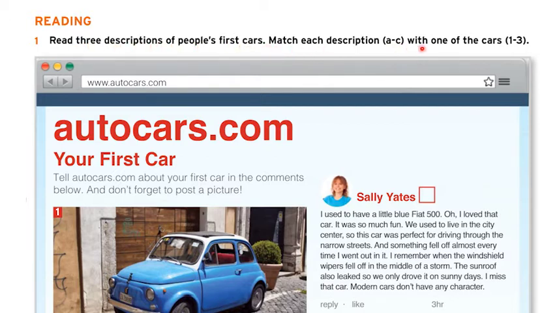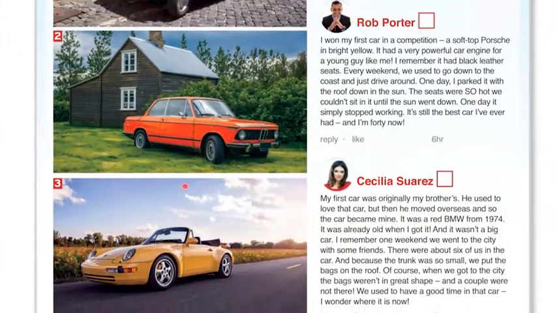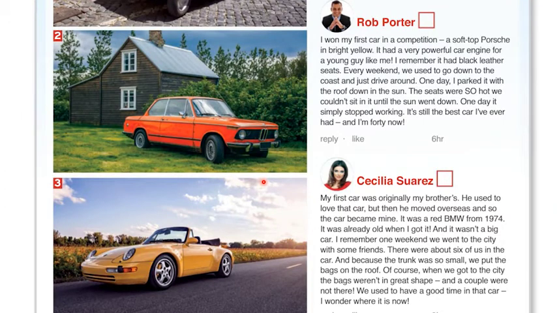Okay, so here we have 3 people who are describing these 3 cars. Each person is describing their own car. So please take a look at the descriptions and write 1, 2, or 3 with their owners. All right, do it. And when you finish, we'll continue.